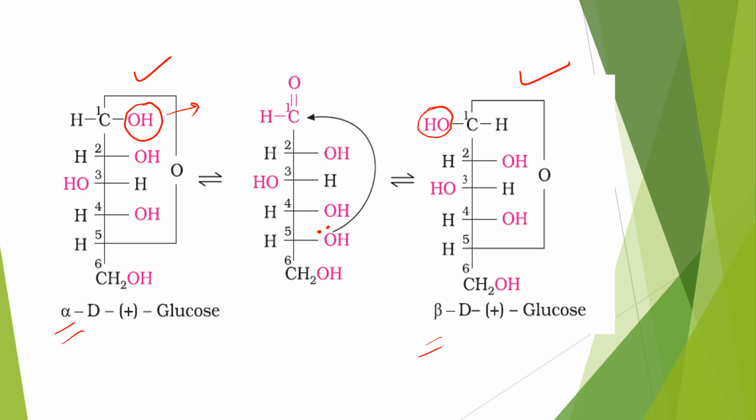As we have already discussed, when OH is on the right side, we have to compare with glyceraldehyde, and it is D plus glucose. And when OH is on the left side, it is D minus glucose.